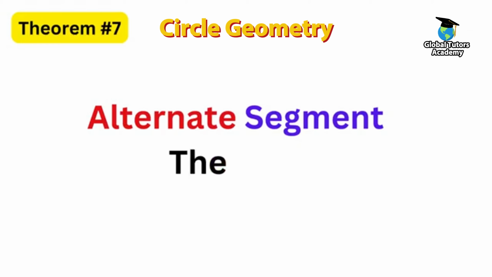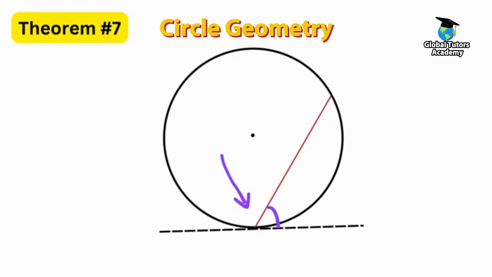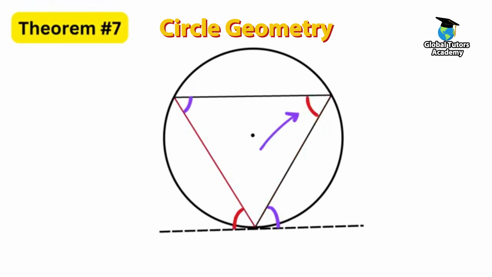Now, Theorem 7, Alternate Segment Theorem. This theorem states that the angle between a tangent and a chord, drawn from the point of contact, is always equal to the angle that the same chord subtends in the opposite segment of the circle. Same is true for this angle. It will be equal to this angle because this chord makes this angle at the circumference of the circle.